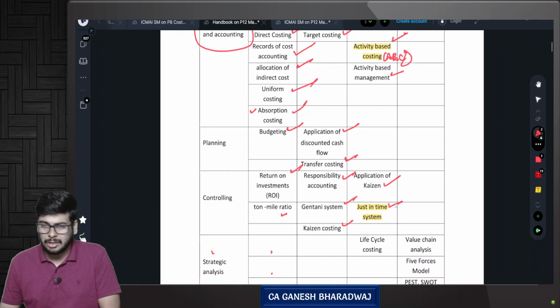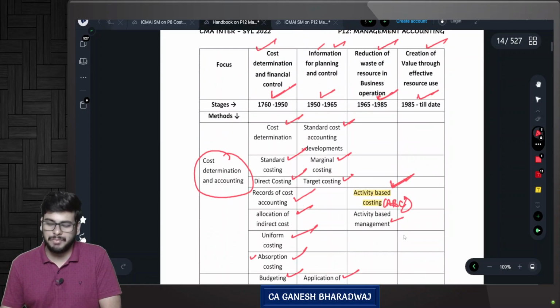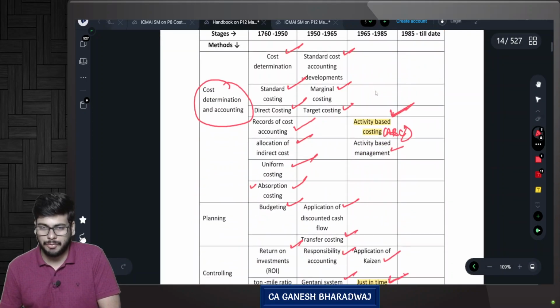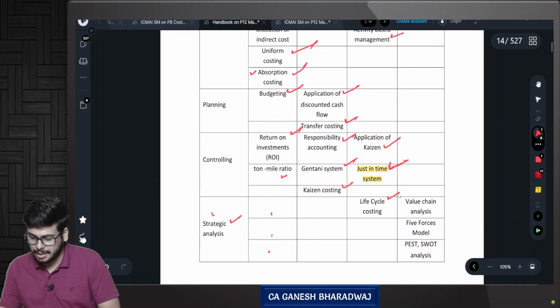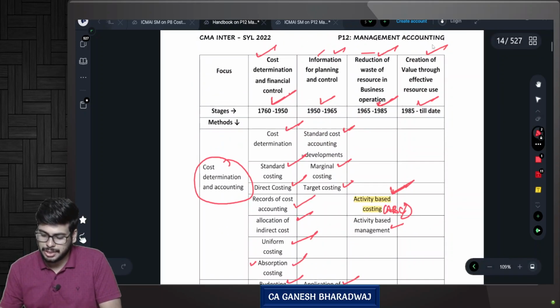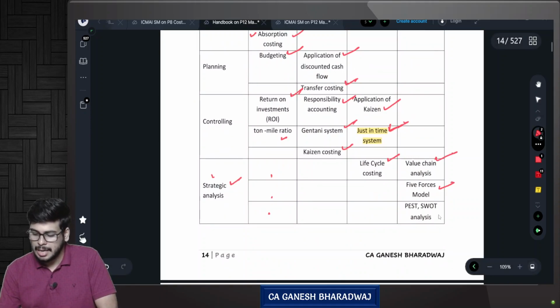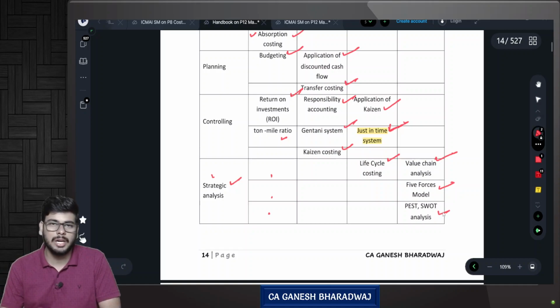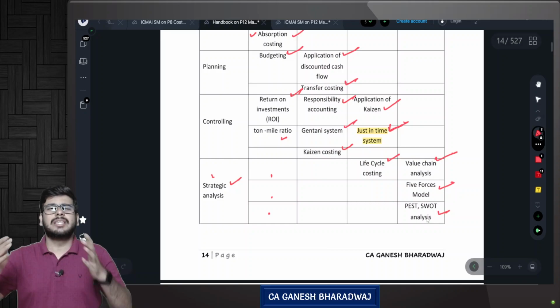In fact, there is a question regarding this. I think there is an MCQ question regarding this. Activity based costing and just in time, when did it come, in which stage? It came in the third stage of your evolution. Clear? And of course, with respect to strategic analysis, slowly in the third stage, they came up with something called life cycle costing. And finally, in the fourth stage, you have something called value chain analysis, 5 forces model, PEST, SWOT analysis. SWOT means what? Strengths, weaknesses, opportunities and threats. So these were all involved extra apart from the normal things.